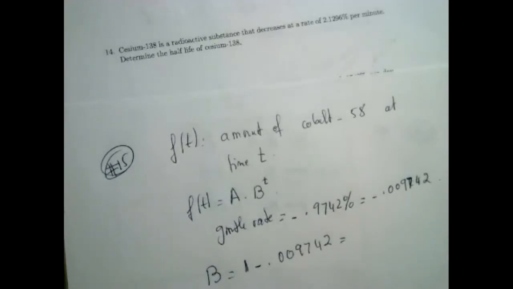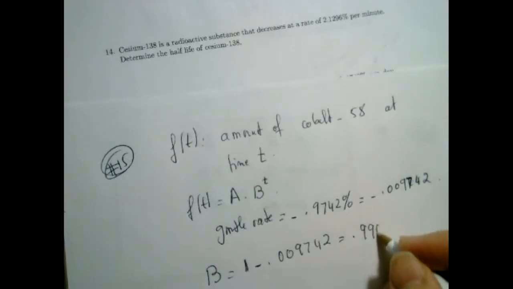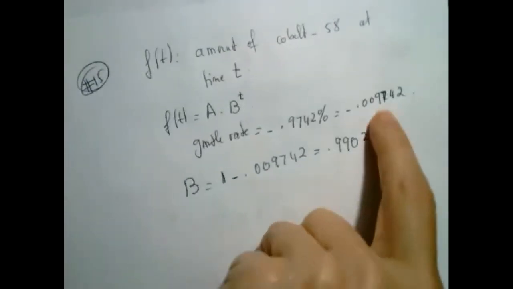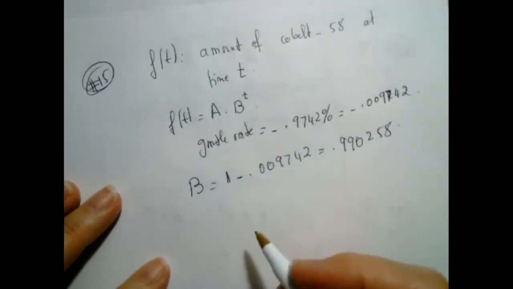So my B is 1 minus 0.0097442. I'm getting 0.990258. Okay, so I keep the same decimal as they gave me. I'm not really rounding in this case.